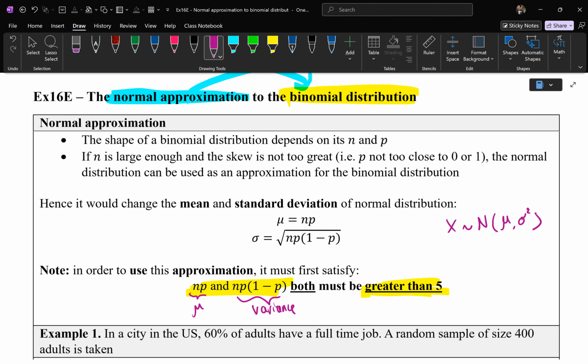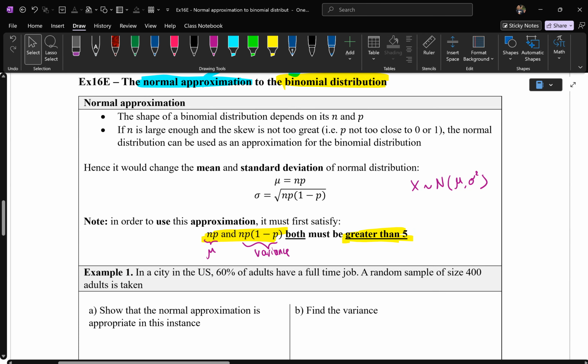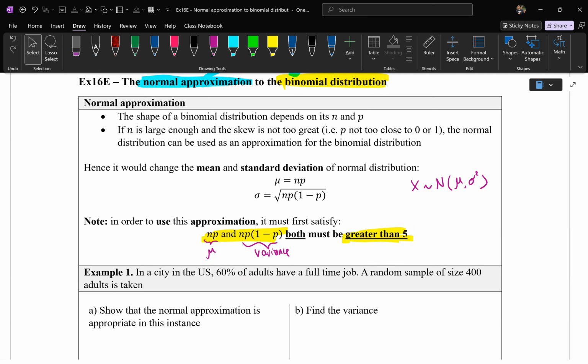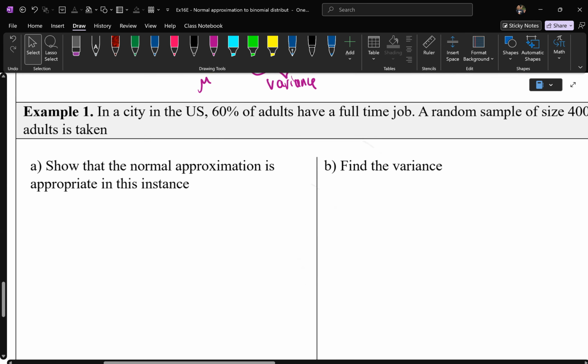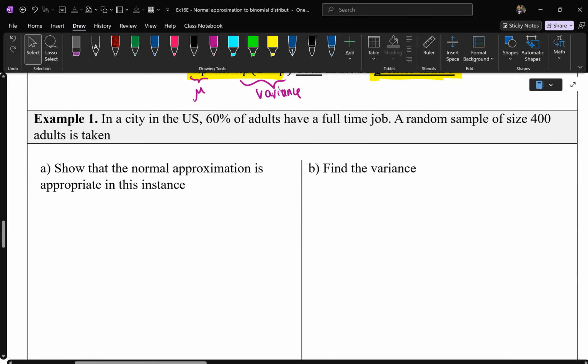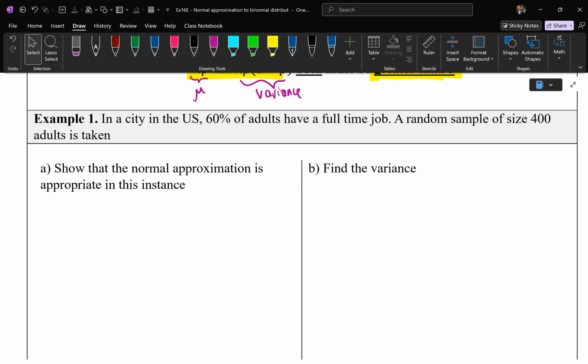Okay? So here's an example. If n is large enough and the skew is not too great, the normal distribution can be used as an approximation. So let's see. Here we have, in a city in the US, 60% of adults have a full-time job. A random sample of size 400. So that's a large sample size. So n equals 400.